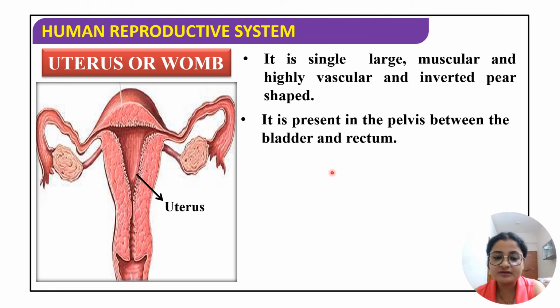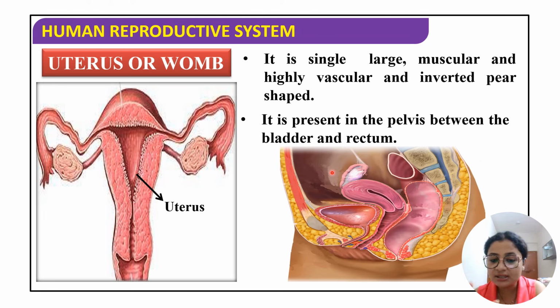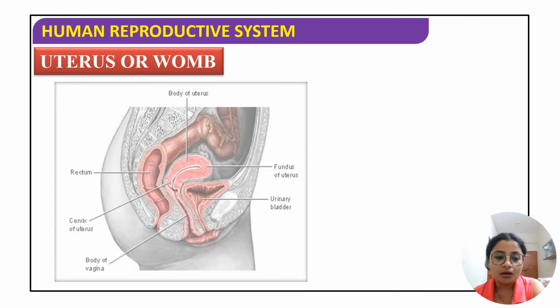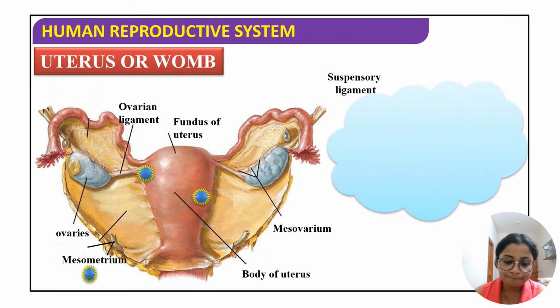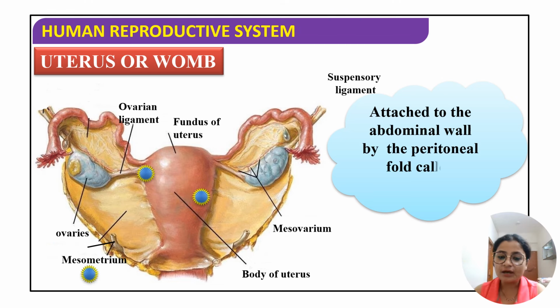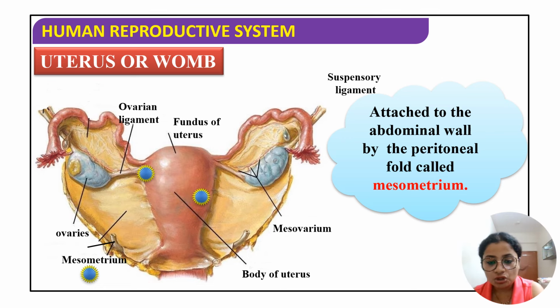It is present in the pelvis between the bladder and the rectum. तो अगर anatomical location देखेंगे uterus का, तो it's located between the bladder and the rectum. So this is the rectum and this is the bladder. Okay. So this is basically how the uterus looks like. Okay. So it is attached to the abdominal wall by the peritoneal fold called the mesometrium. So mesometrium जो है, that is the name of the peritoneal fold जो कि uterus को attach करके रखता है to the abdominal wall. Okay.